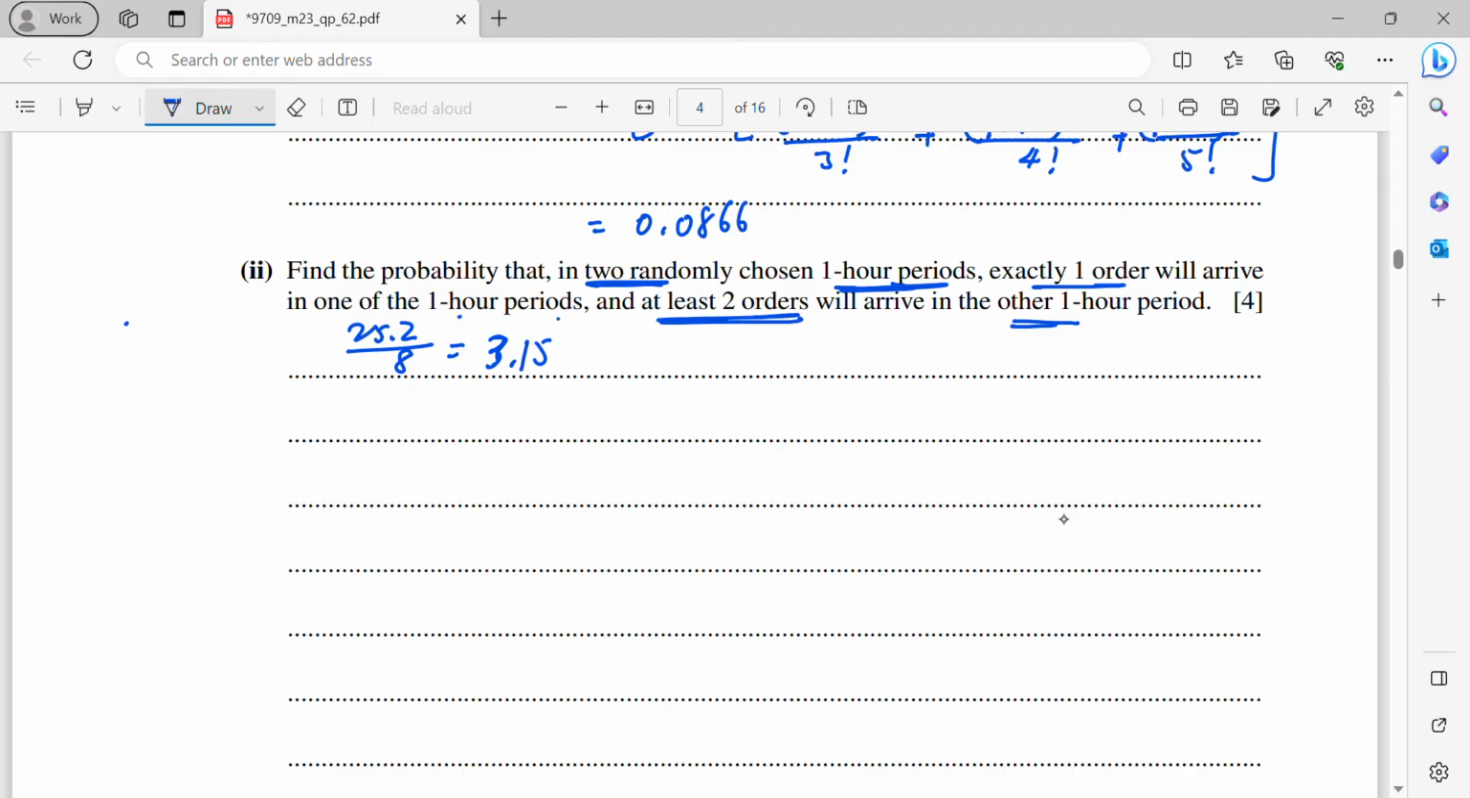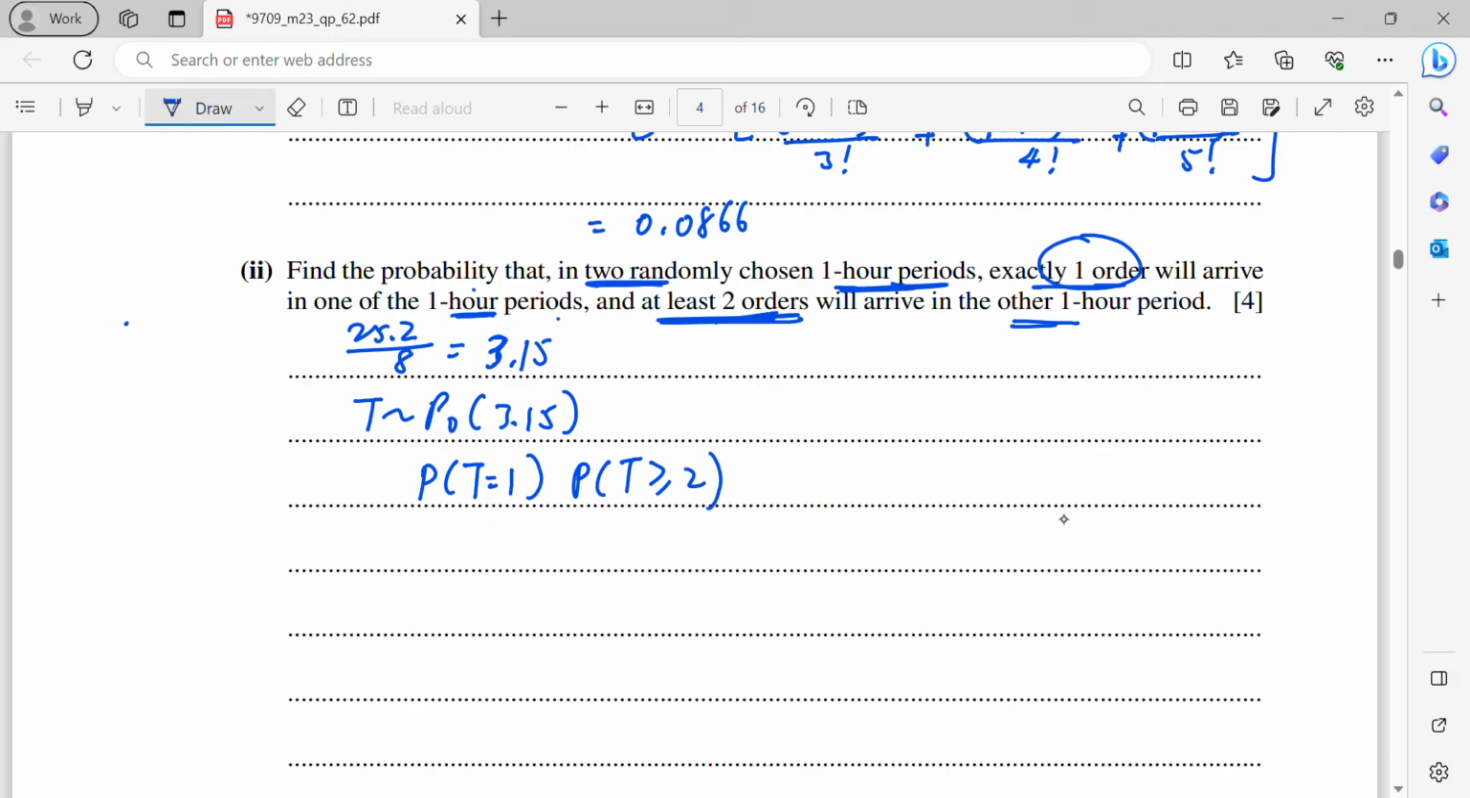Okay, so now it's mentioned exactly 1 in 1 hour. So let's say T is Poisson, T meaning the number of orders that arrive per hour. So T is Poisson 3.15, and now exactly 1 in one of the 1-hour periods, so P(T=1) for 1 order, and then at least 2 orders arrive in another 1-hour period. So at least 2 orders means P(T ≥ 2).